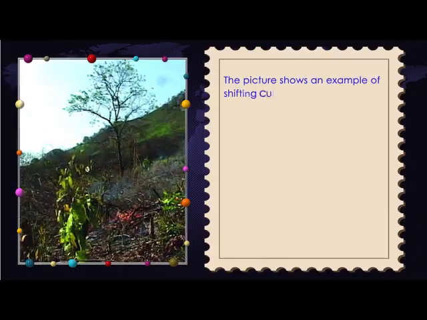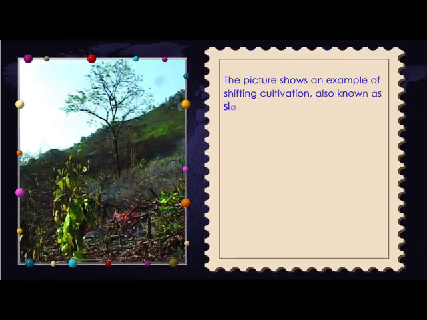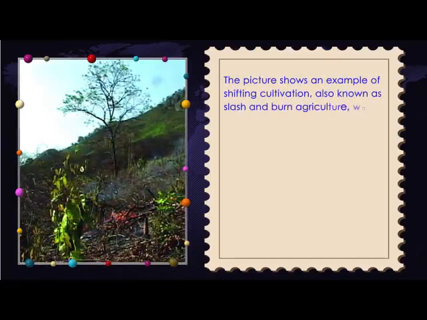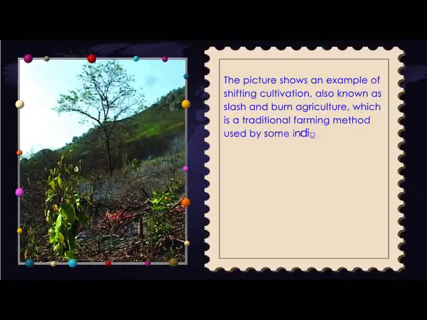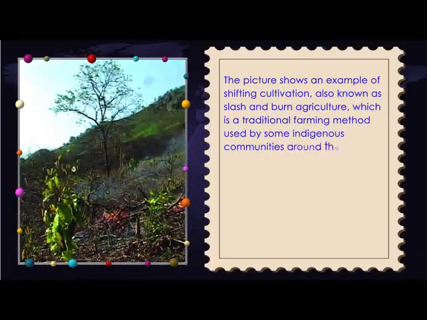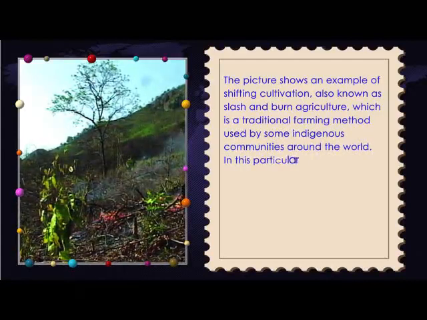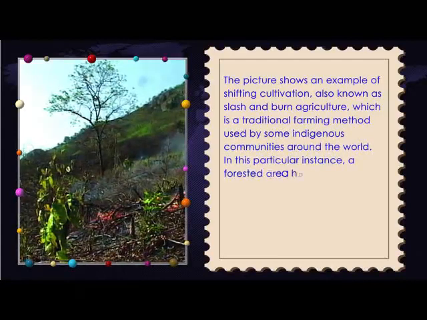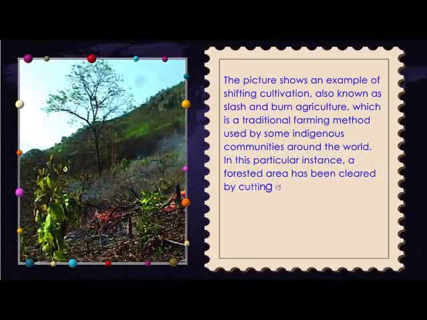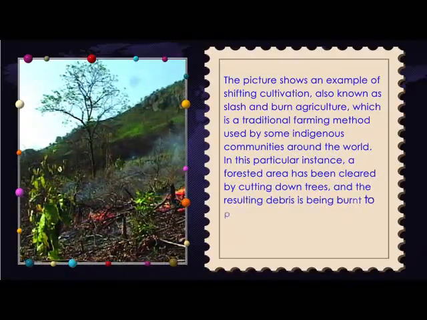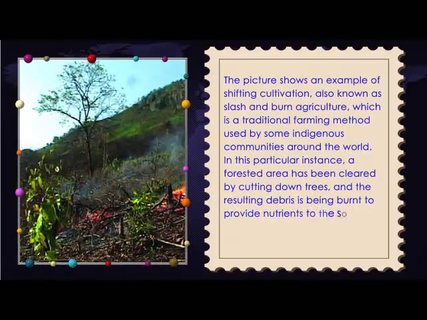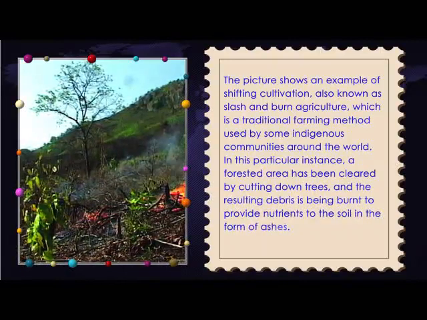The picture shows an example of shifting cultivation, also known as slash and burn agriculture, which is a traditional farming method used by some indigenous communities around the world. In this particular instance, a forest area has been cleared by cutting down trees, and the resulting debris is being burned to provide nutrients to the soil in the form of ashes.